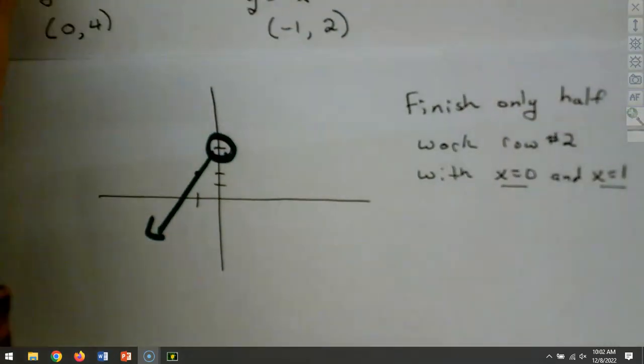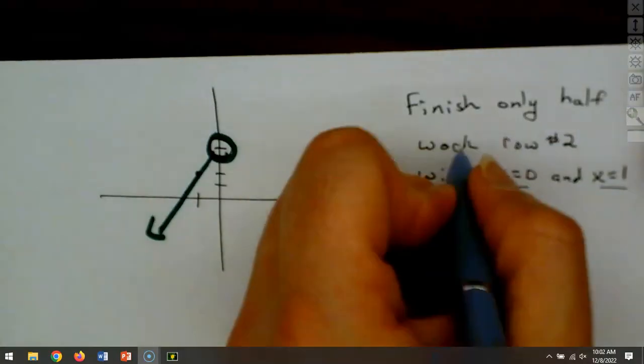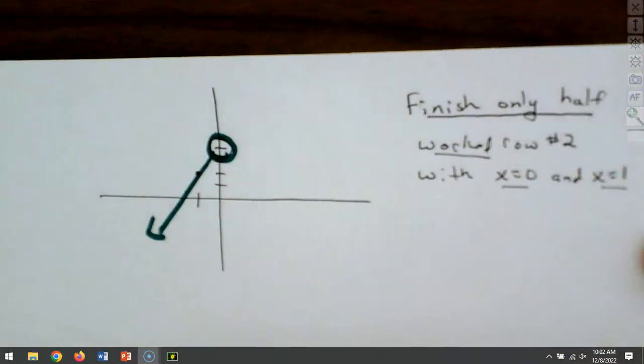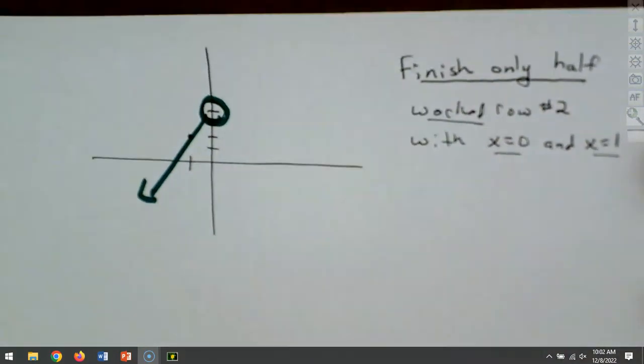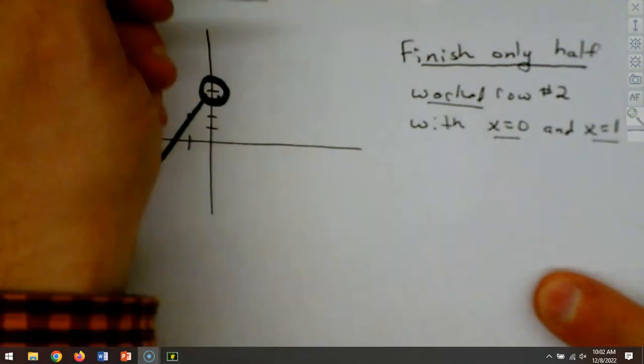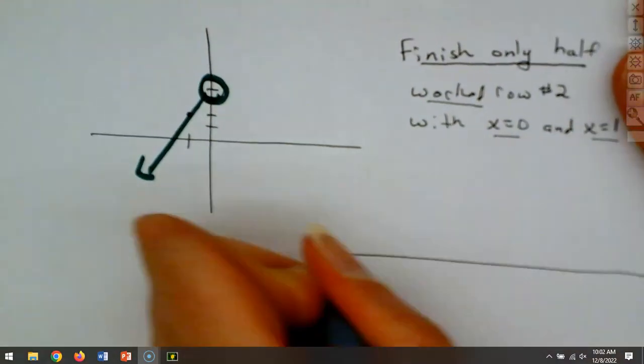It's only half worked out. So it's half worked, so we need to finish out row number 2. You're going to use row number 2. You're going to plug in 0 and 1, and it's going to have a closed circle wherever you start, and connect them together with a little bit of a curve because it's squared. So that's half of it.